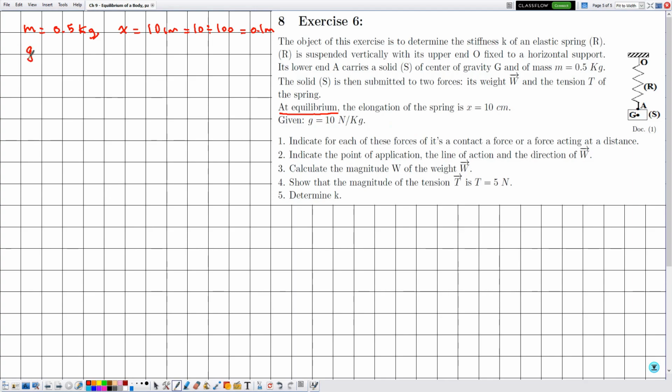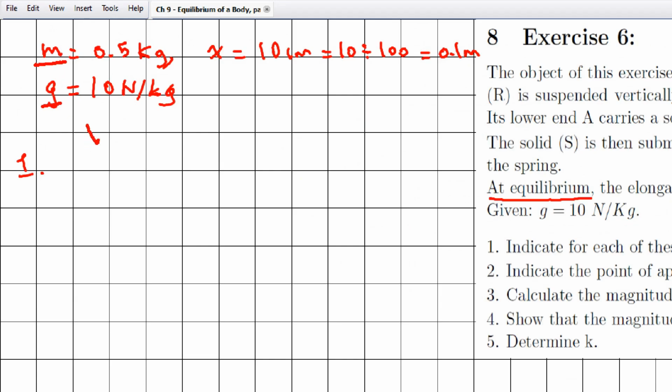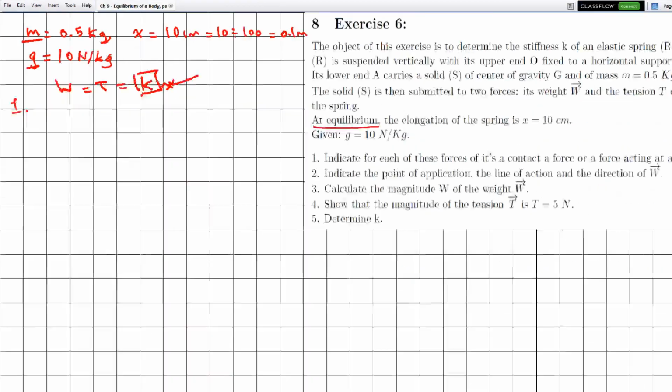Given that g is equal to 10 newtons per kilogram, which reflects the fact that this experiment is being performed on the surface of the Earth. So I repeat, overall we know m and g, we can determine W. W is equal to T because in magnitude, T will be given by Kx, then x is given, we can determine the value of K.